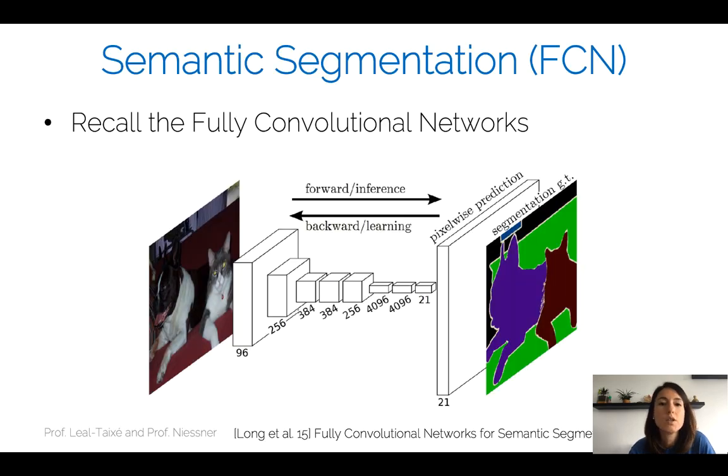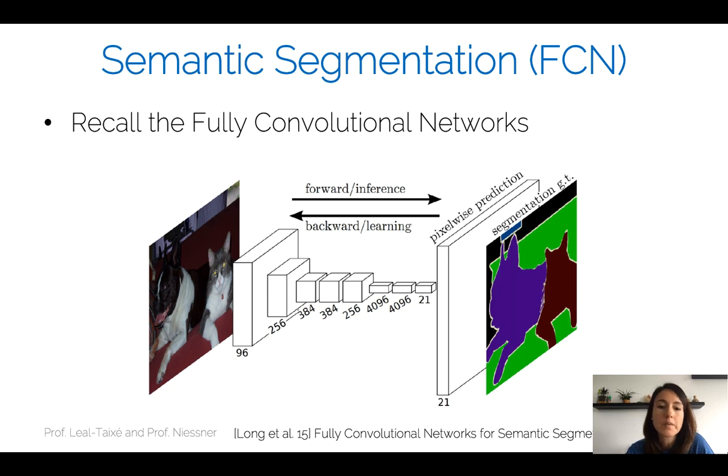Now we saw in I2DL the fully convolutional network, FCN, that performs semantic segmentation. Semantic segmentation is the task of assigning to each pixel on the input image a semantic class. For example, in this case, we would have the semantic classes of dog, cat, and sofa. And we want to find exactly which pixels are depicting the cat, which pixels are depicting the dog, and which pixels are depicting the sofa.